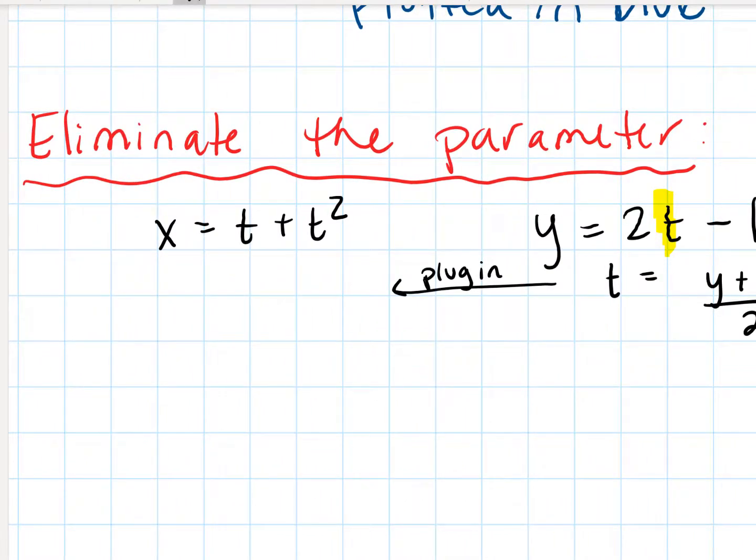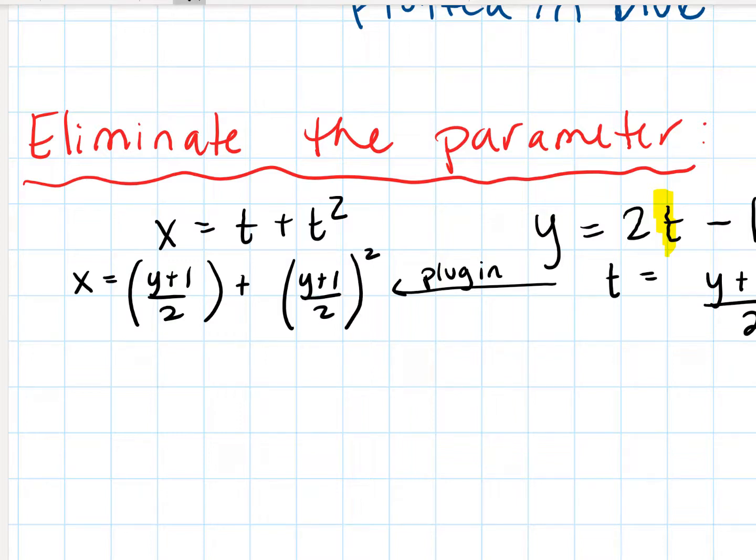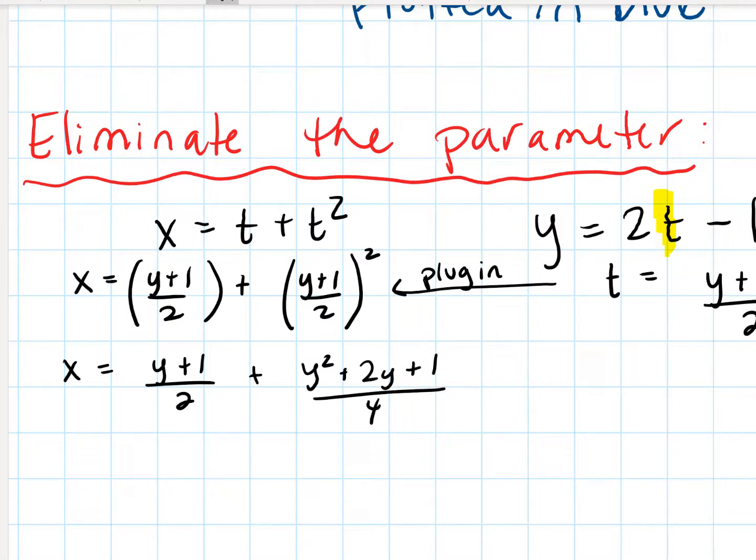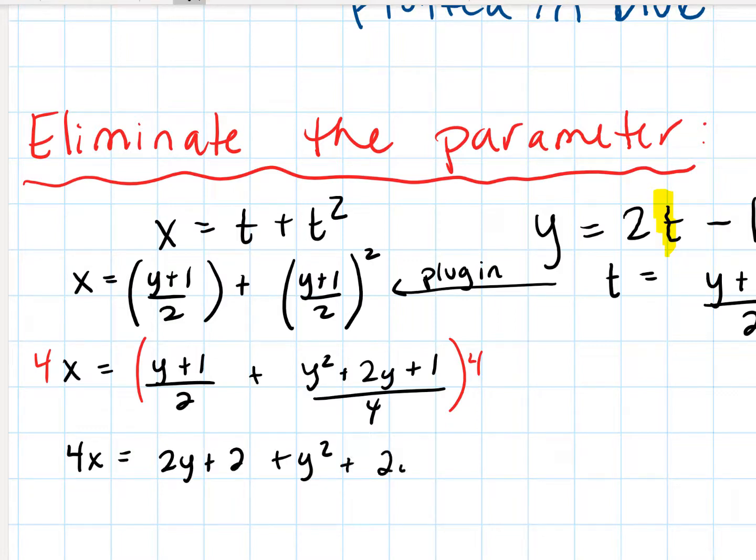And then I can plug that back in to my definition here for x, and x is going to be equal to (y plus 1) over 2 plus ((y plus 1) over 2) quantity squared. If I go pretty quickly, that's (y plus 1) over 2 plus (y squared plus 2y plus 1) over 4. If I multiply both sides of this equation by 4, I will end up with 4x is equal to 2y plus 2 plus y squared plus 2y plus 1.